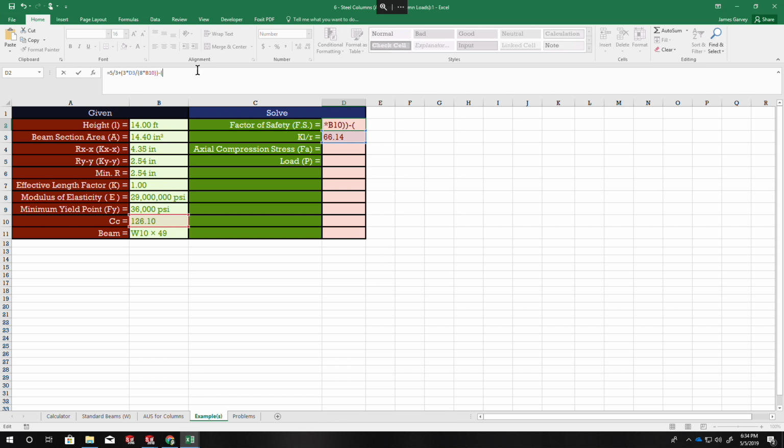All right, the next part of the equation is KLR raised to the third, and divided by parenthesis 8 times CC raised to the third, in parentheses. Yep, and that should be the answer you get, 1.85.